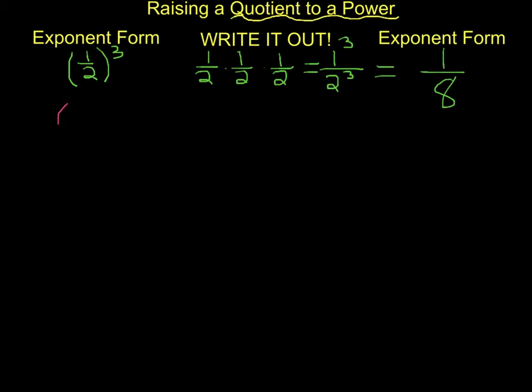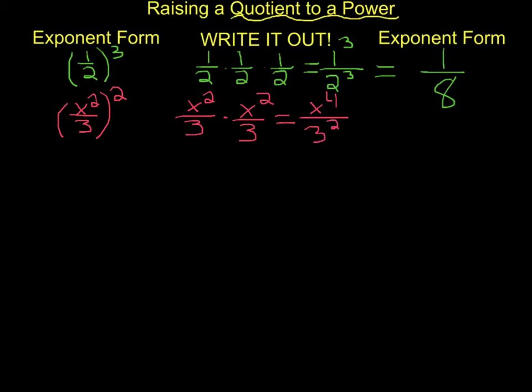Now let's look at one with variables. x squared over 3 is my fraction, and we're raising that to the power of 2. So that means I'm going to write my fraction twice. x squared over 3 times x squared over 3. So x squared times x squared would mean x to the fourth, and 3 times 3 is 3 squared, which equals x to the fourth over 9.